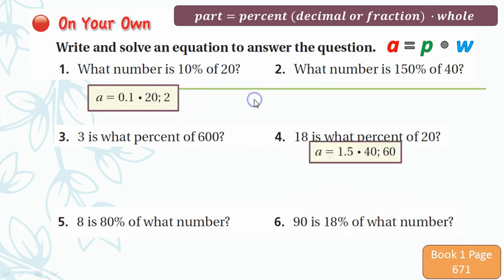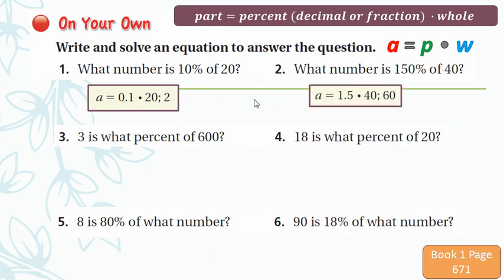Question number 2, A equals 1.5 times 40. Or you can write A equals 150 over 100 times 40. And the correct answer is 60. For question 3, the percent's missing, so you have the percent equation 3 equals P times 600. You would divide both sides by 600, and you'd get a result of 0.05. Move the decimal 2 spaces to the right, and that'll be 0.5%.